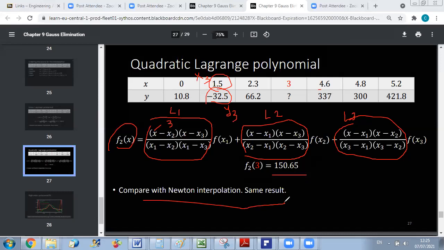So as we have seen, both the Newton and Lagrange methods give us exactly the same result. The condition is to have the same data points with the same order.